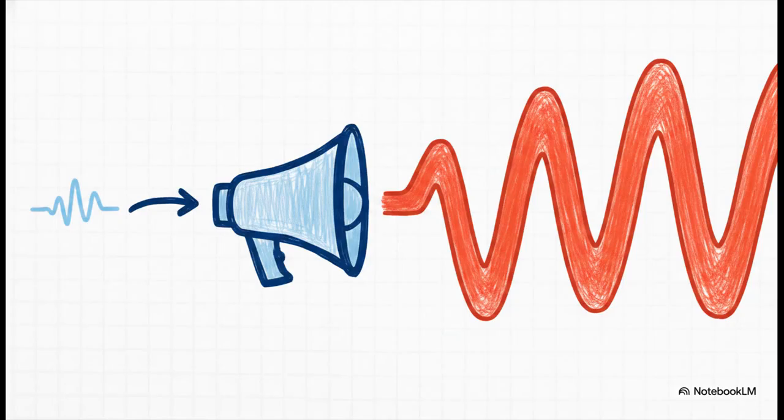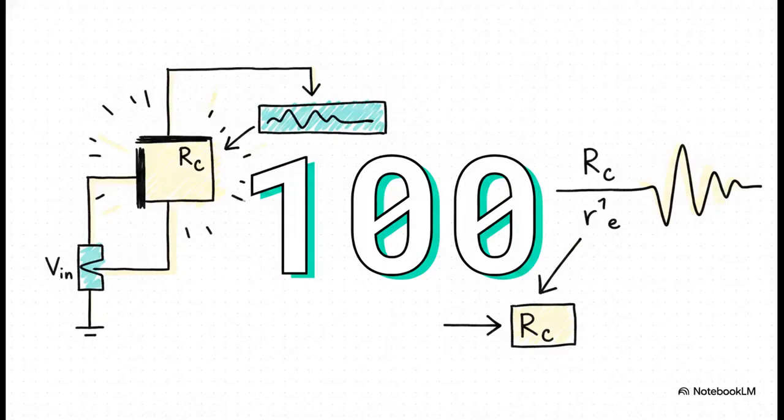Okay, so what is amplification anyway? At its core, it's just linearly increasing the amplitude of a signal. We express this as voltage gain, or A sub V, and it is literally just a ratio, the AC output voltage at the collector divided by the AC input voltage at the base. So if you feed a tiny 1 millivolt signal in and you get 100 millivolts out, boom, your voltage gain is a solid 100. But what's physically driving that gain under the hood?